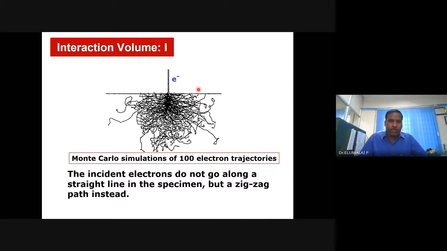Let's take a few minutes. What is that interaction that I am talking about when an electron is allowed to interact with the material? Someone has studied the interaction by Monte Carlo simulation. Monte Carlo is a famous simulation technique. They have mapped this electron interaction with the sample surface for 100 trajectories.